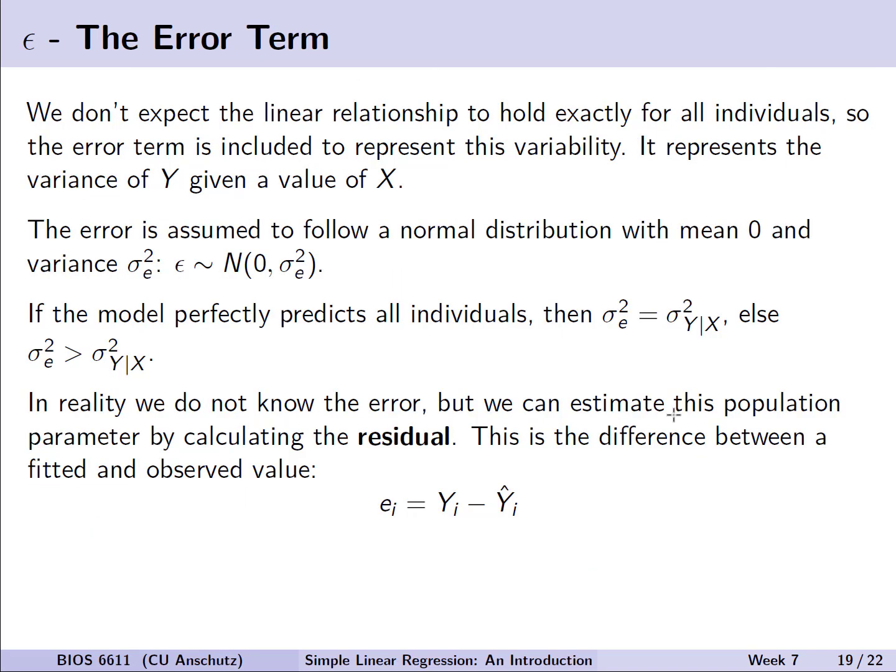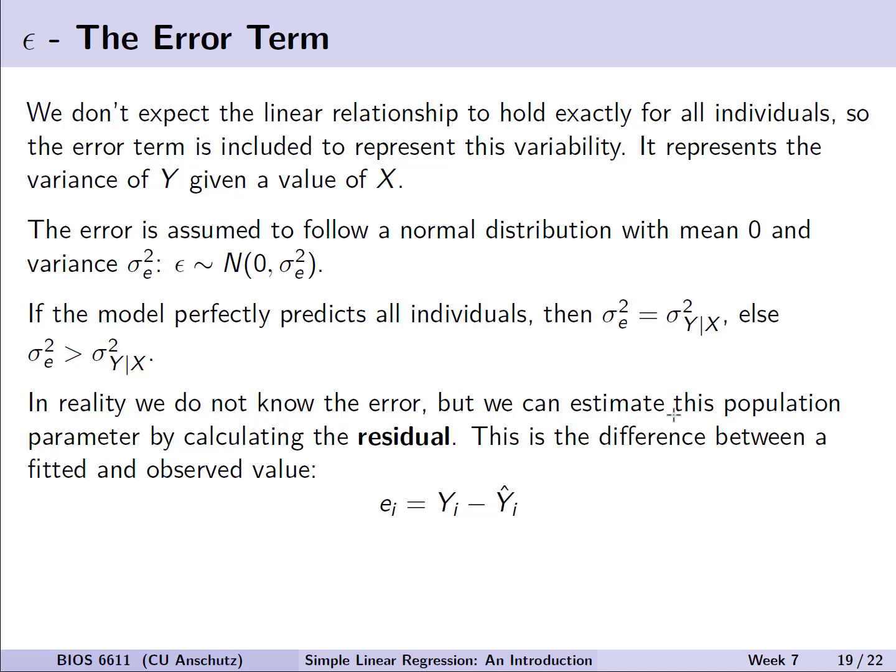And finally, we have this persnickety error term epsilon. We generally don't expect the linear relationship to hold exactly for all individuals. So the error term is included to represent this variability in our sample. And it's going to represent the variance of y given some value of x.